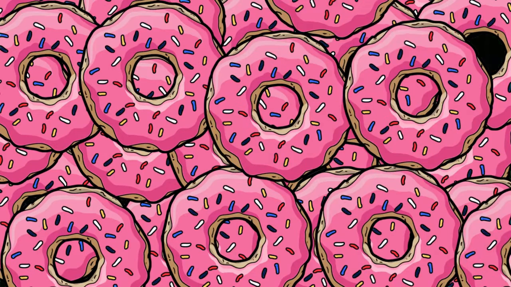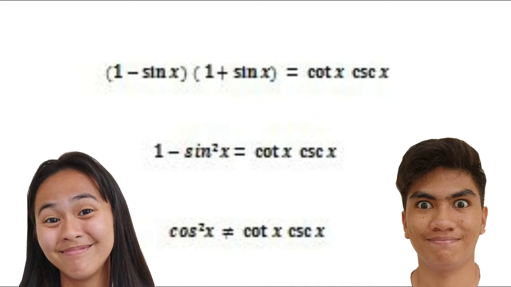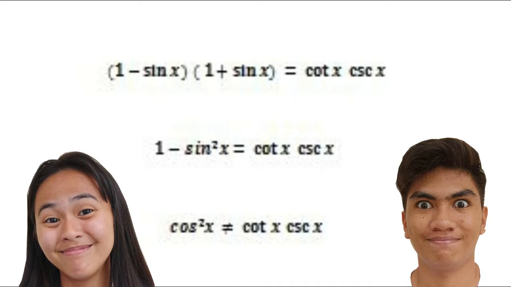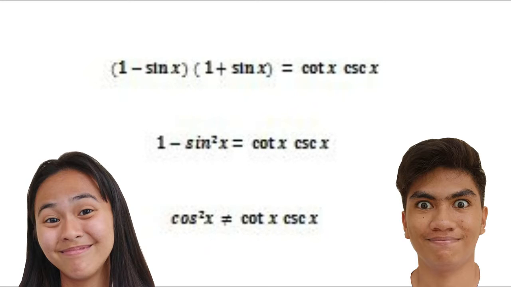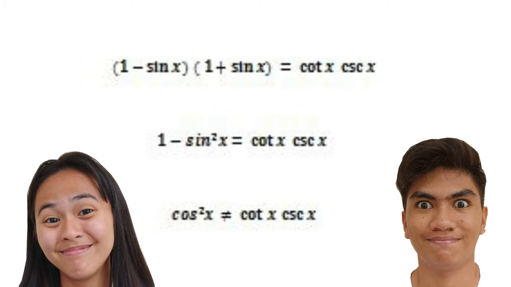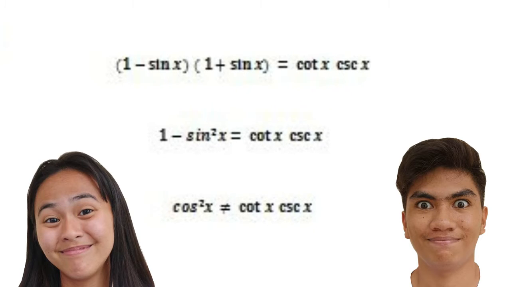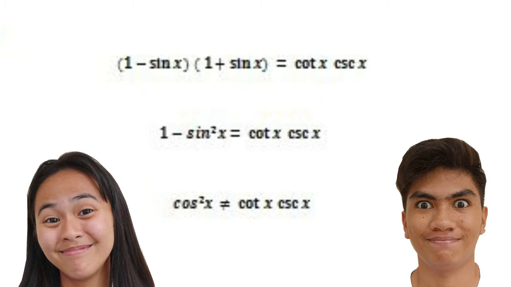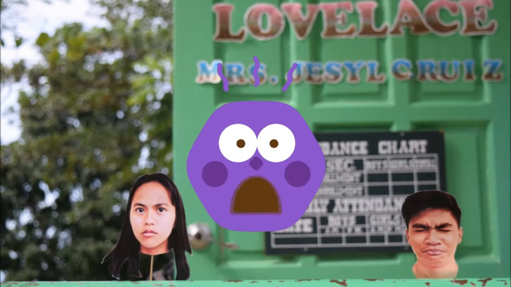Let's solve her quick. The quantity of 1 minus sin x times the quantity of 1 plus sin x is not equal to cotangent x cosecant x, because 1 minus sin x times 1 plus sin x is equal to 1 minus sin squared x, and it is not equal to cotangent x cosecant x, and 1 minus sin squared x is equal to cosine squared x.